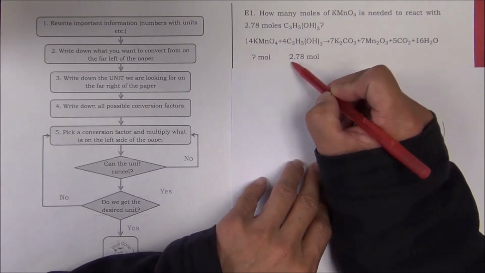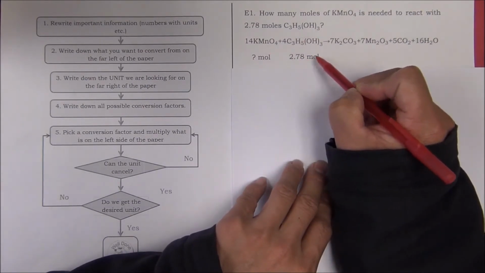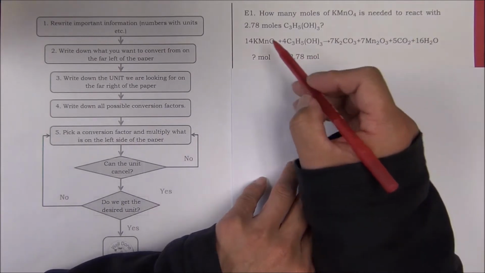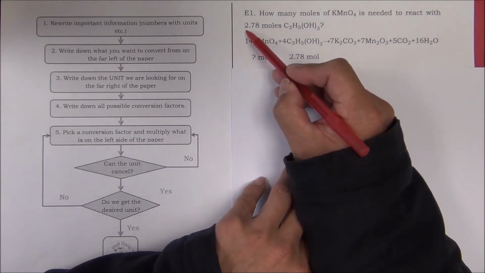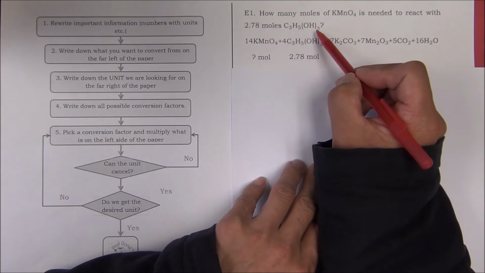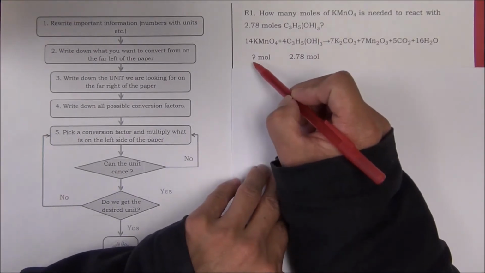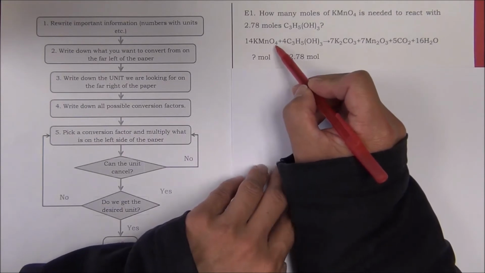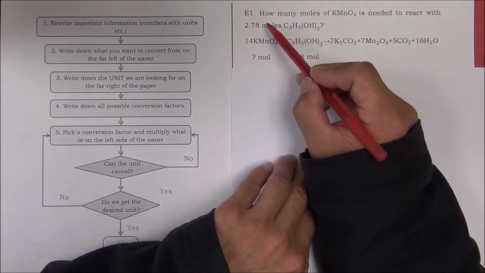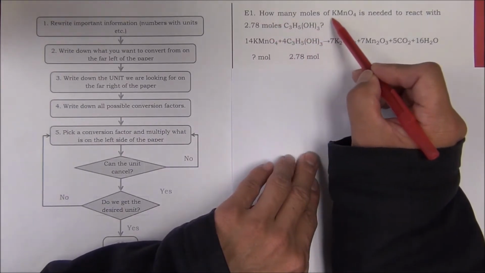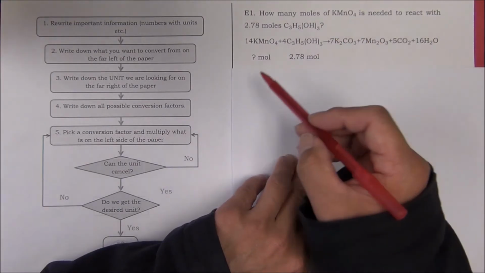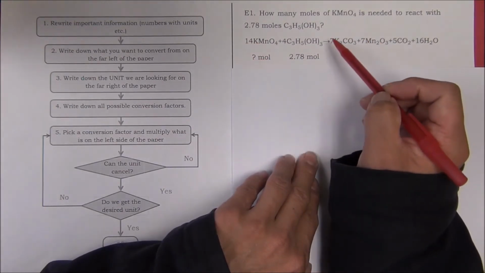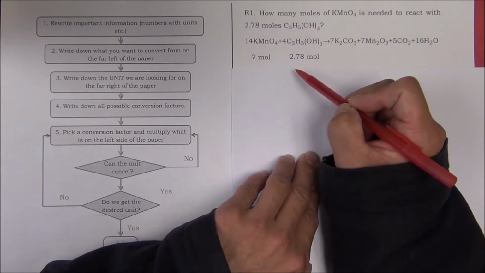We put down 2.78 mol below glycerol because when we read the problem, we find 2.78 moles glycerol. We put down a question mark mol below potassium permanganate because when we read the problem, it says how many moles of potassium permanganate.